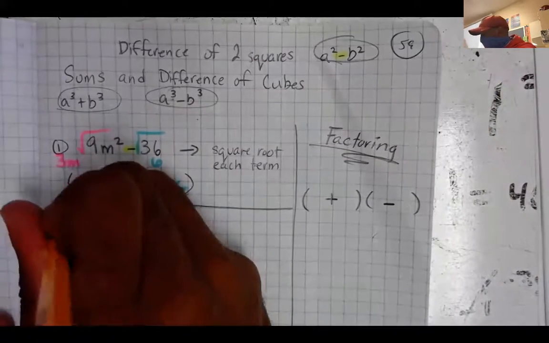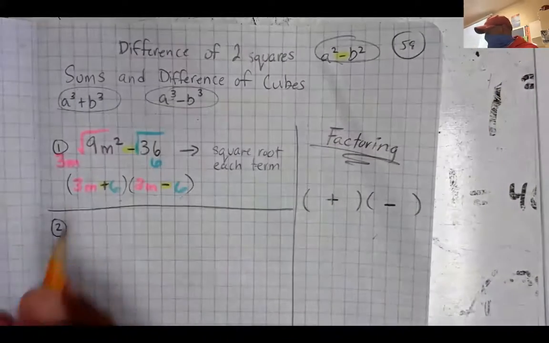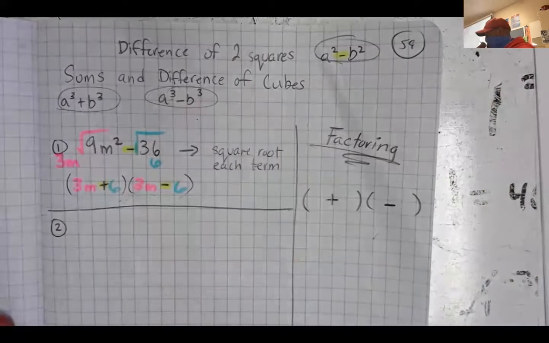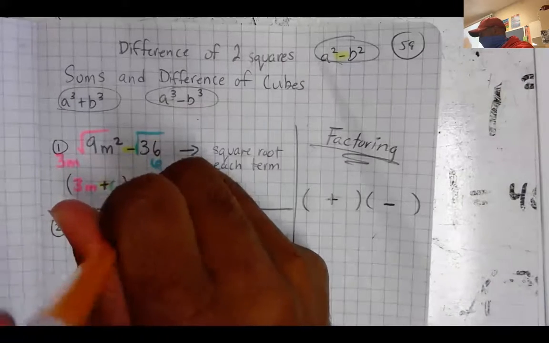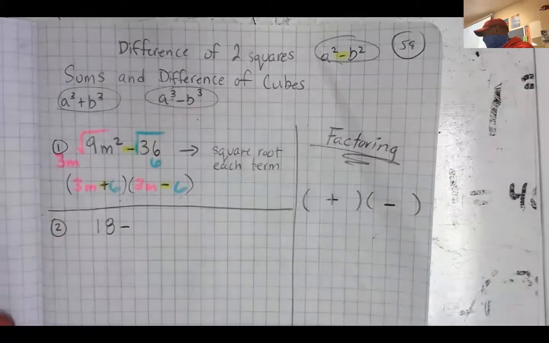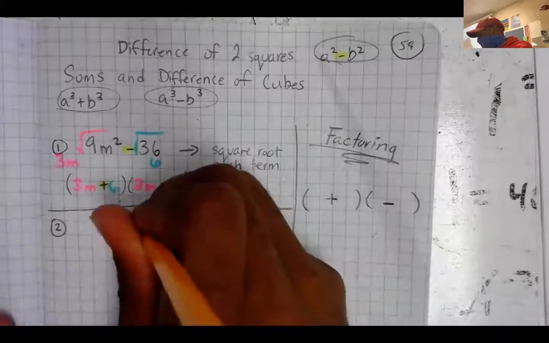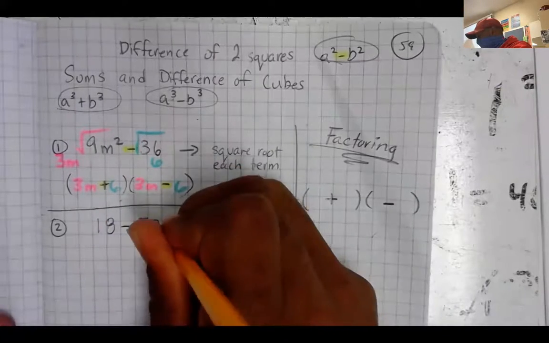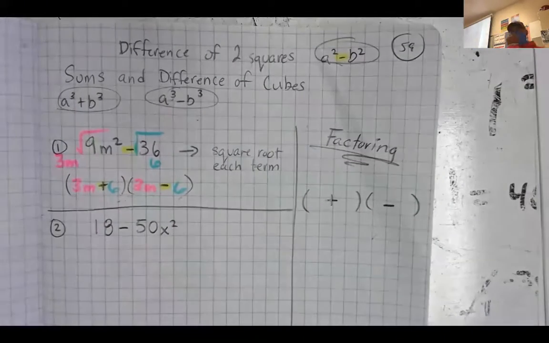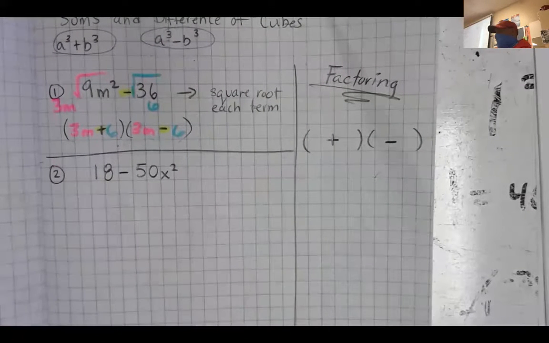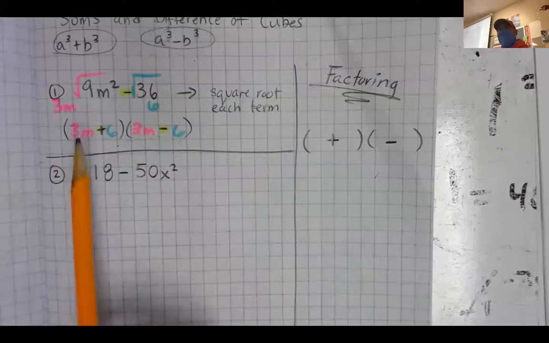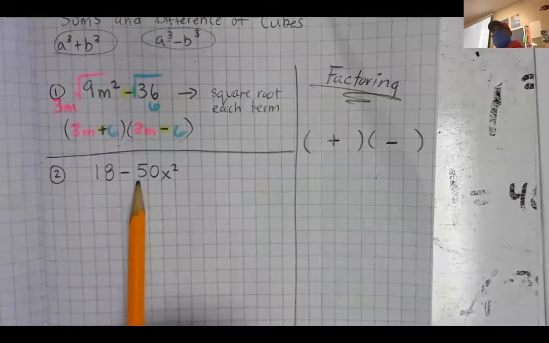All right, so let's do another example that's very similar to that. So let's say I've got 18 minus, let's just say 50, x squared. Now, what we do have in this example is two terms, with a minus in the middle. Only issue here is that these are not perfect cubes, sorry, perfect squares. So 18 is not a perfect square, neither is 50.